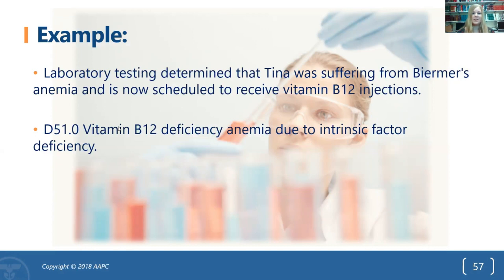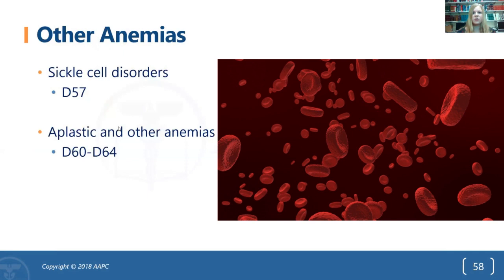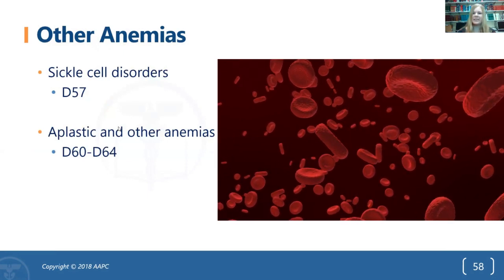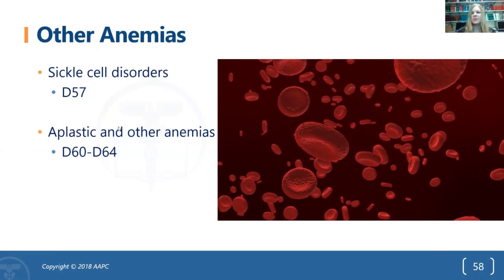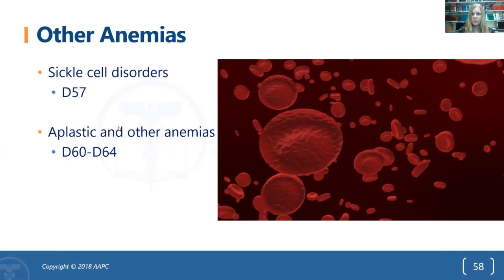Biermer is an eponym. It's a disease named after the person who discovered it or suffered from it, and you can find many eponym terms in the alphabetic index. So in this case, Biermer's anemia is found by looking for Biermer's or pernicious anemia or disease, which is code D51.0. Sickle cell disorders are located under category D57 and are broken down by type and whether crisis is present.